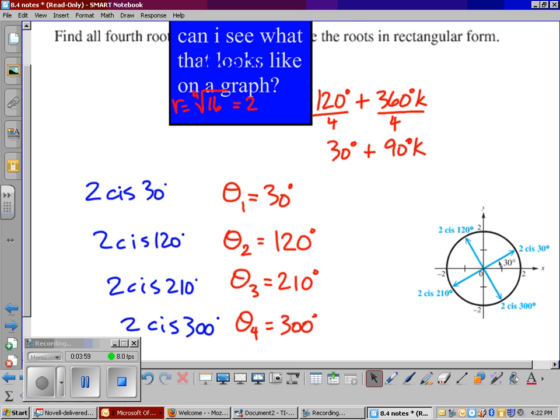If you graph these when they're in polar form, that's really easy to do. The length of each vector is just 2. So I have a circle here that indicates the boundary for the vectors. They're all the same length.